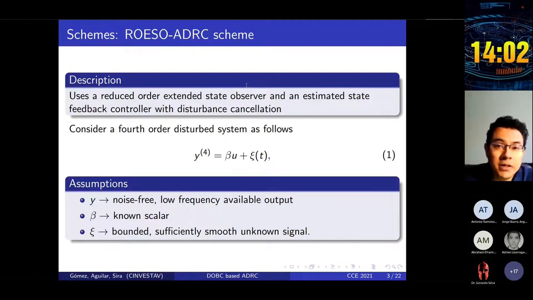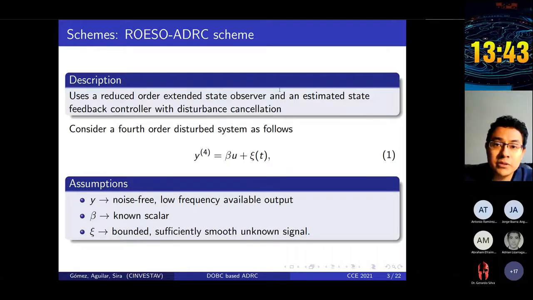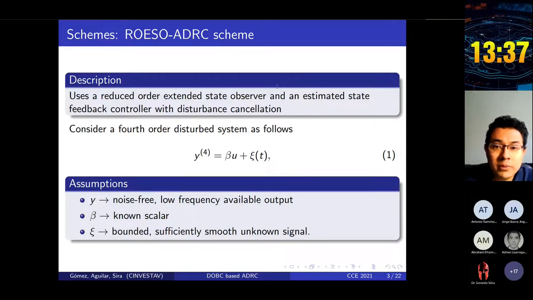The first scheme is the reduced order ADRC. We can describe it in a few words as the one that uses a reduced order extended state observer and an estimated state feedback controller with disturbance cancellation. We start from a fourth order disturbed system as presented in equation one. Some few assumptions need to be made.